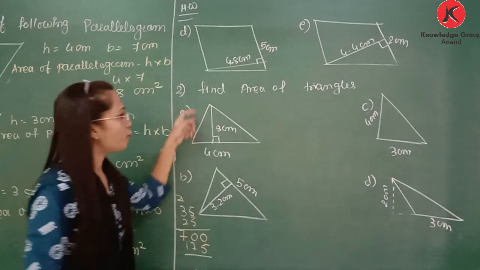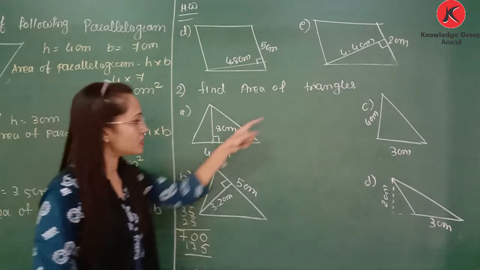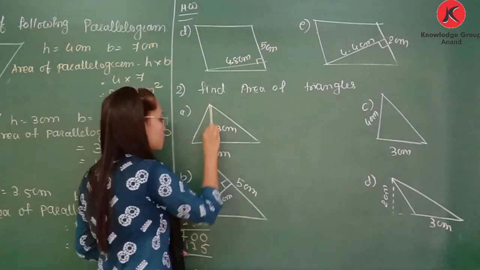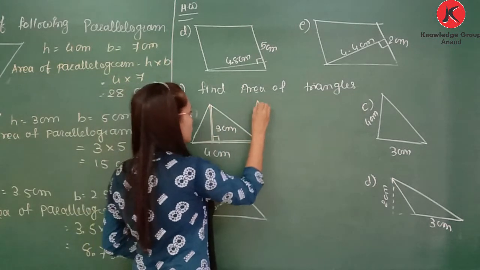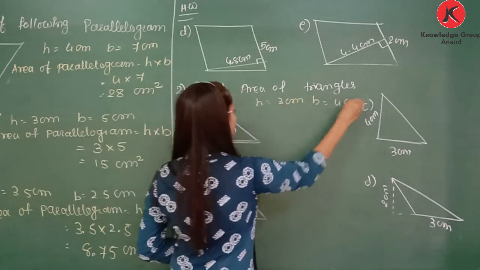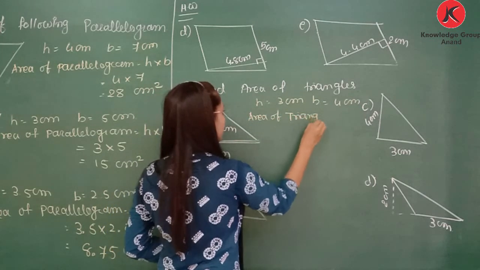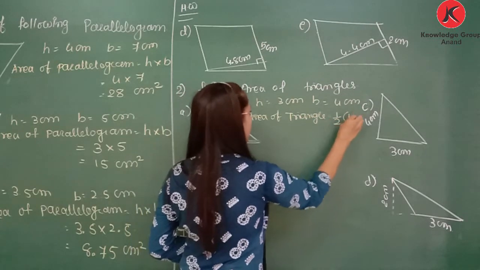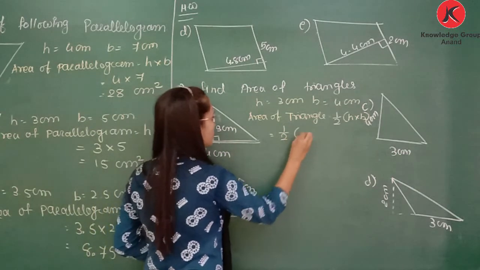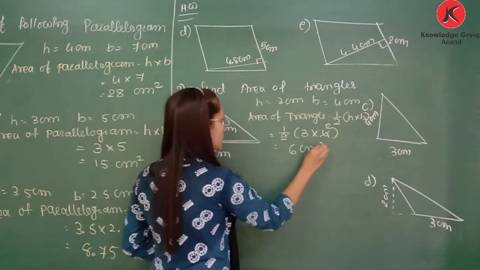Now the next question: find the area of a triangle. Here, first A and B we will solve, and C and D you need to solve in homework. Height is given, base is given. So height is 3 cm, base is 4 cm. So the area of a triangle is 1 by 2 height into base. Height is 3 cm and base is 4. So it is 6 centimeters square.